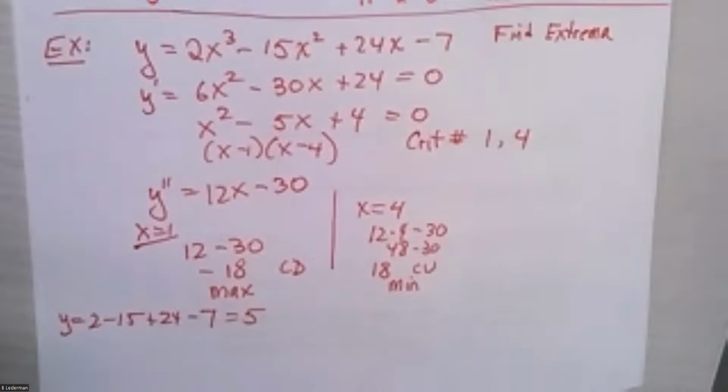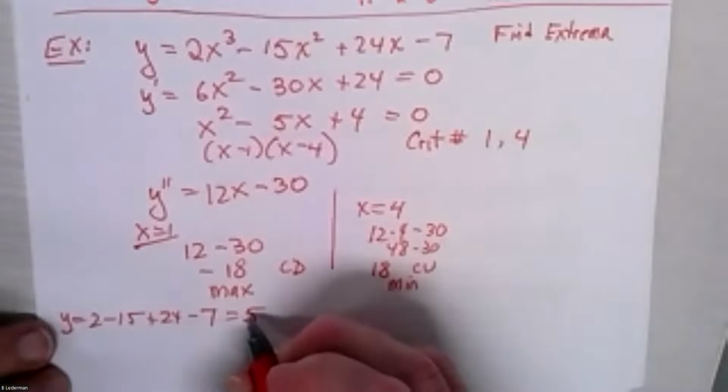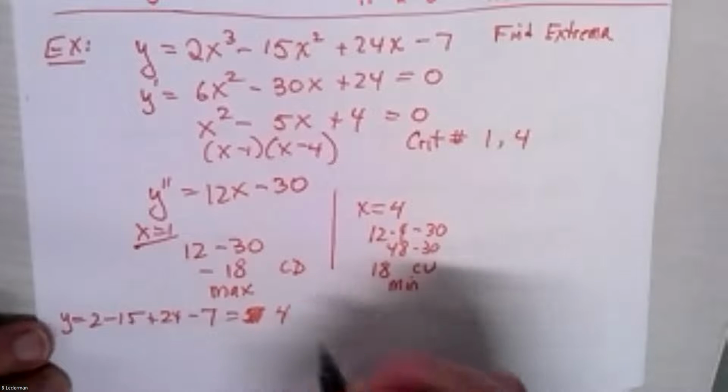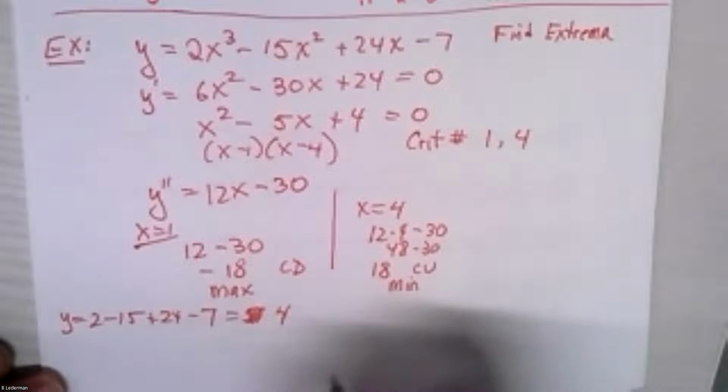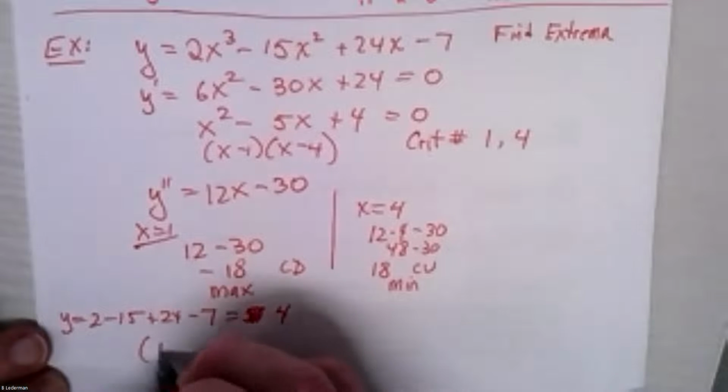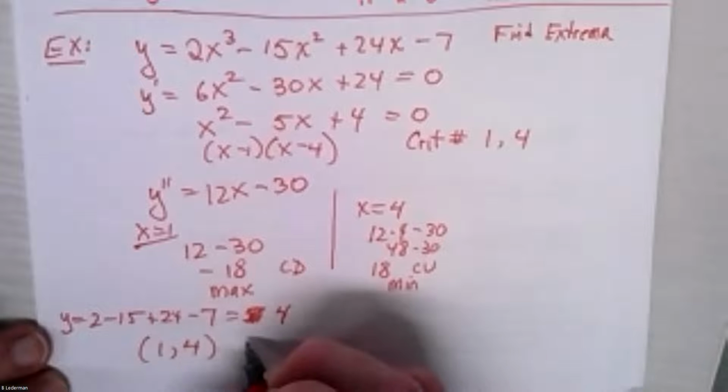That's right. 2 minus 2 minus 22. I think I made, hold on a second. I think I made it. Yeah, I did make an error. It's actually 4. Okay. So therefore, my first critical point would be (1, 4). That's a critical point.